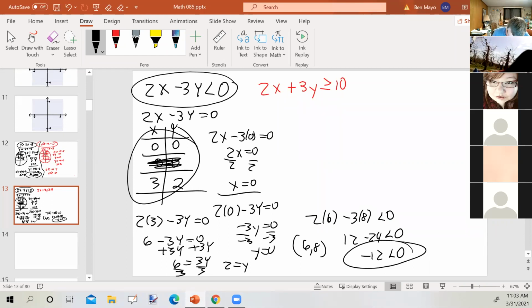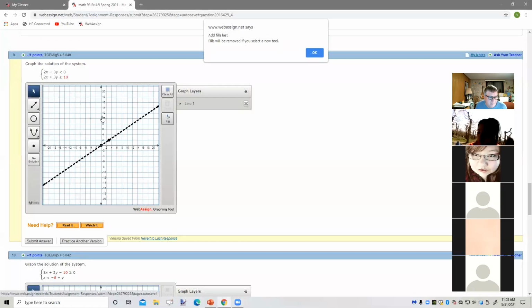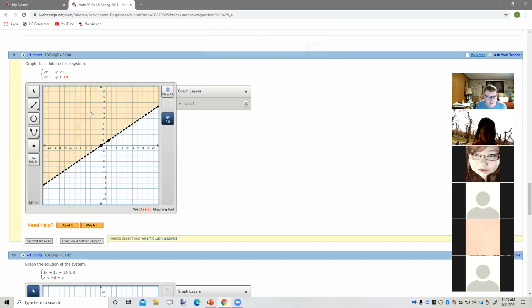So we're going to graph, it's going to be above. I'm going to put a little arrow here. So it's above that line. I'm going to go back here and fill above. Okay, so that is the graph of 2x minus 3y less than 0. Any questions there? All right, let's go back and look at the other inequality.